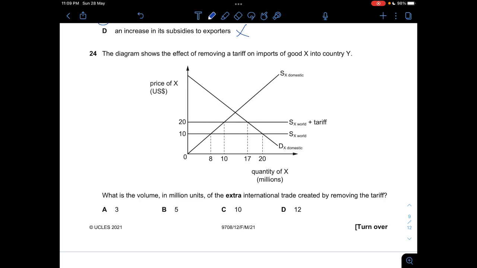imported supply. And then after removing the tariff, now the domestic supply is at 8 million, and domestic demand is at 20 million. So minus that, you get 12. So 12 minus 7, you get 5. So answer is B. Because instead of 7 million, now it's 12 million. So you have to minus 12 with 7 and you get 5. So 24 is B.